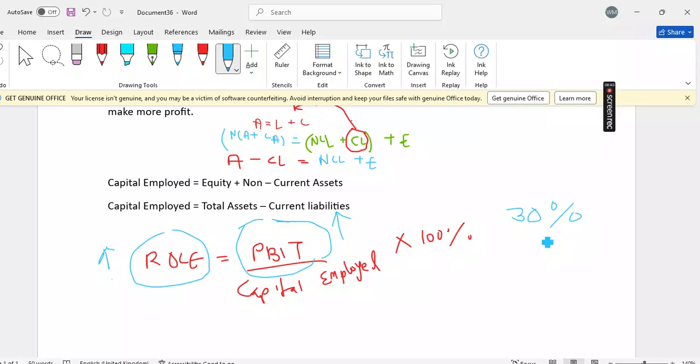So it's just telling us the profit we are getting for every one kwacha we invest as capital.